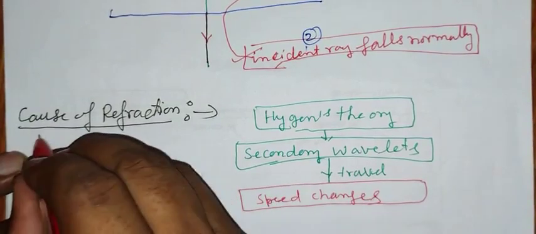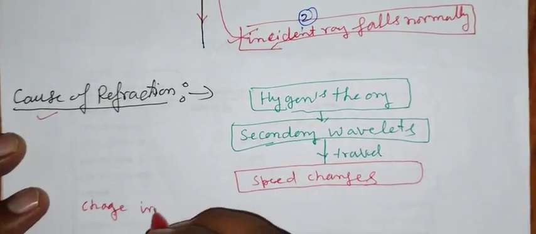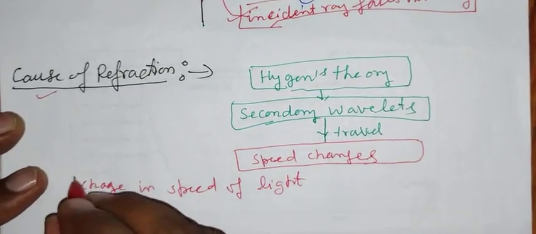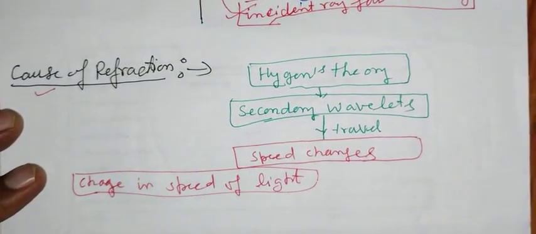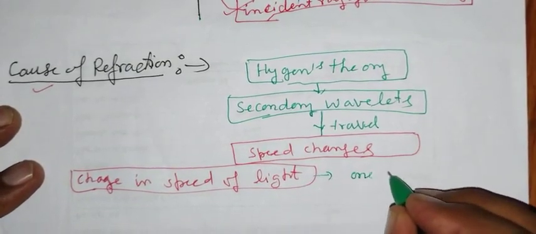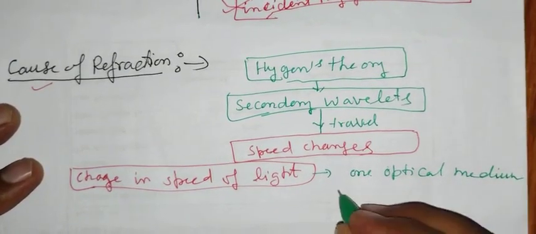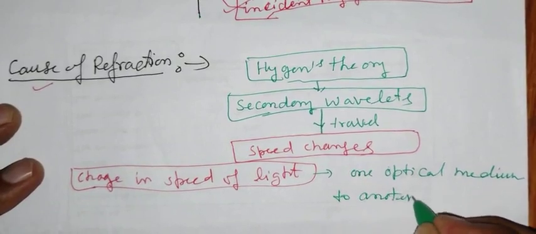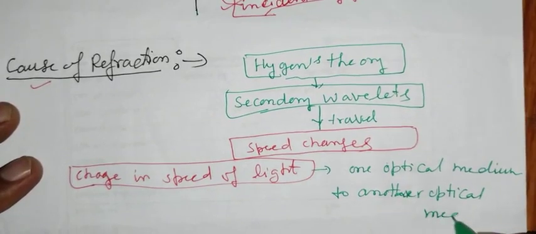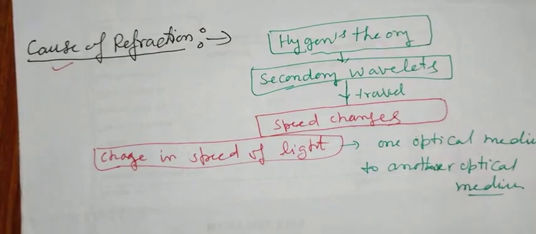So we may say, in one line, that the cause of refraction is the change in speed of light when it passes from one optical medium to another optical medium. So we may see here in this diagram, very carefully.